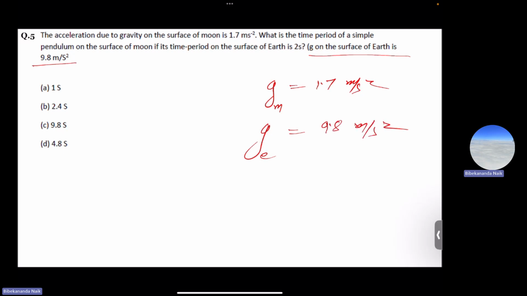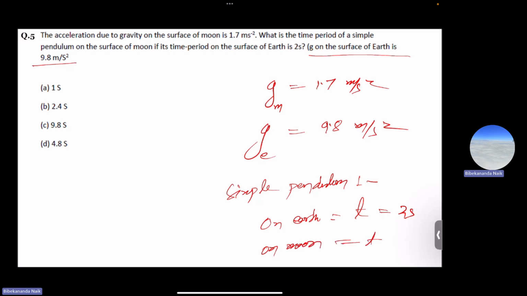So for a simple pendulum on earth the time period is 2 seconds, then on moon what will be the time period? So these are the options. Option A 1 second, option B 2.4 second, option C 9.8 second, and option D 4.8 second. I'll give you a few minutes to try this question, and then we will discuss what will be the correct one.